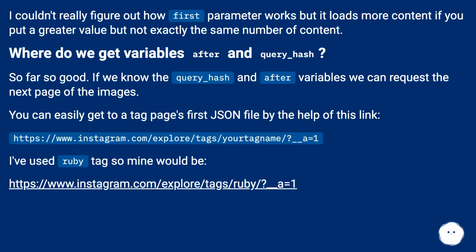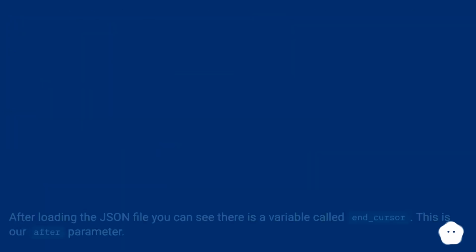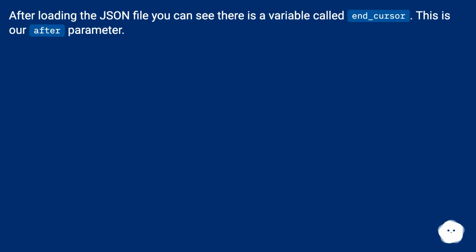Where do we get the variables after and query_hash? So far so good. If we know the query_hash and after variables, we can request the next page of the images. You can easily get to a tag page's first JSON file by the help of this link, https://www.instagram.com?__a=1. I've used the ruby tag, so mine would be this URL. After loading the JSON file, you can see there is a variable called end_cursor. This is our after parameter.